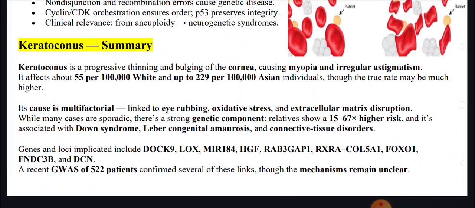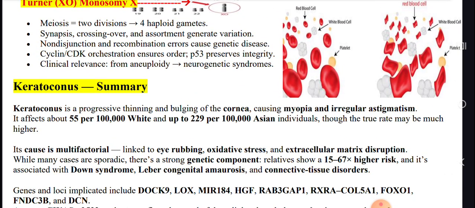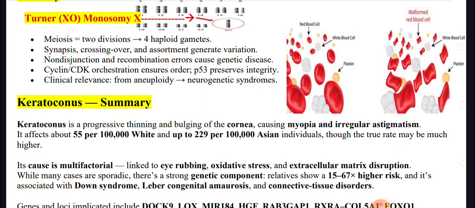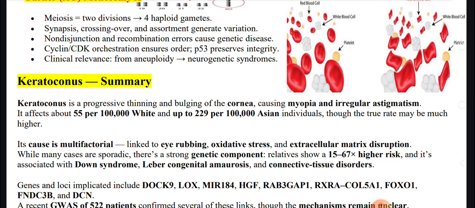If non-disjunction happens in meiosis I, meaning the homologous chromosomes stick together, then both cells entering meiosis II will have an abnormal chromosome count, one with an extra chromosome, one missing one. So the error propagates. Exactly. And after meiosis II finishes, all 4 resulting gametes will be aneuploid. They'll have an abnormal number of chromosomes. Usually 2 will have an extra chromosome and 2 will be missing one. This tends to be the more severe scenario in terms of outcome.